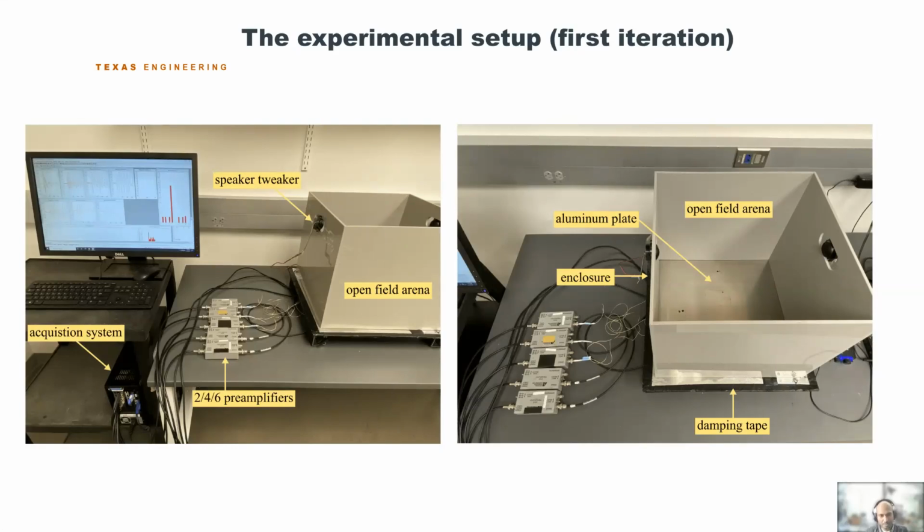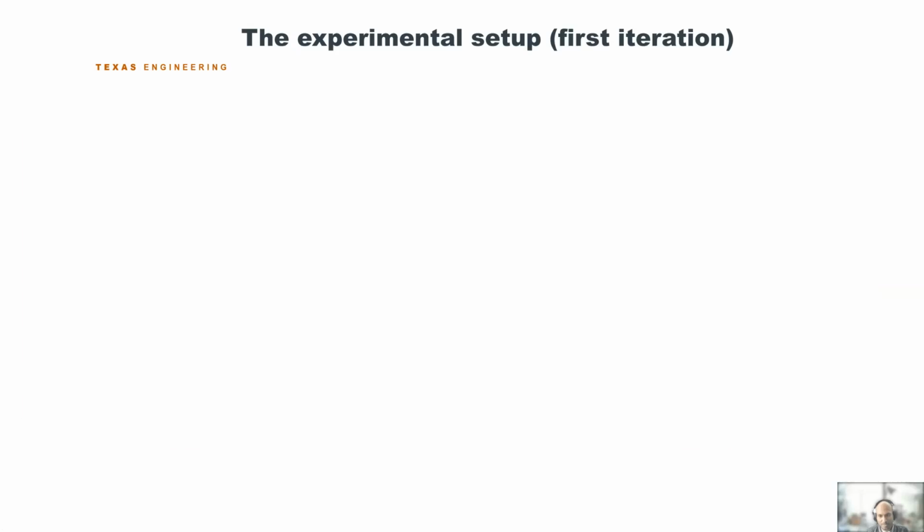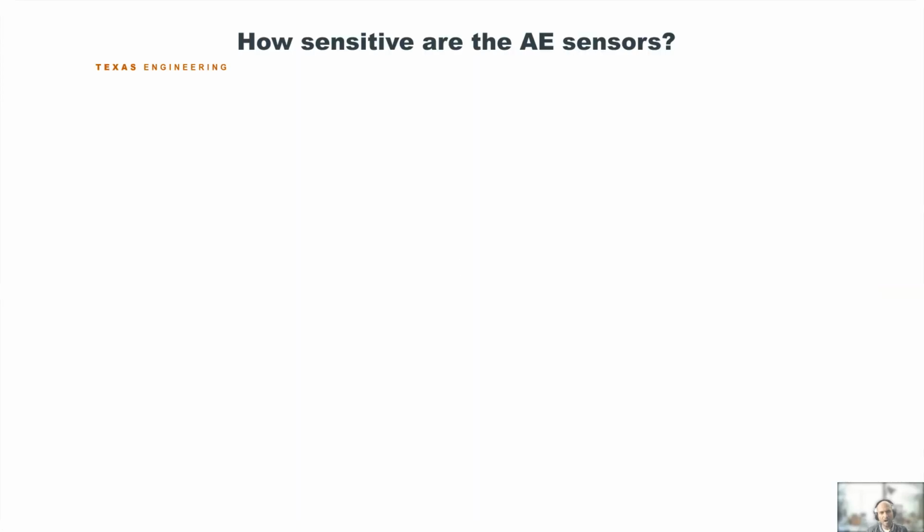So before I go into the results, one small thing I would like to talk about is the sensitivity of these sensors. I'm talking about measuring heart rate and tracking behavioral changes in a subtle fashion. How sensitive are these sensors?